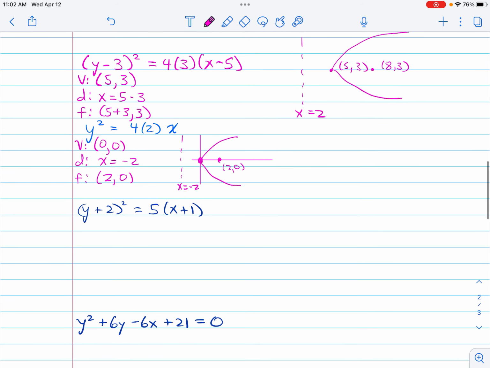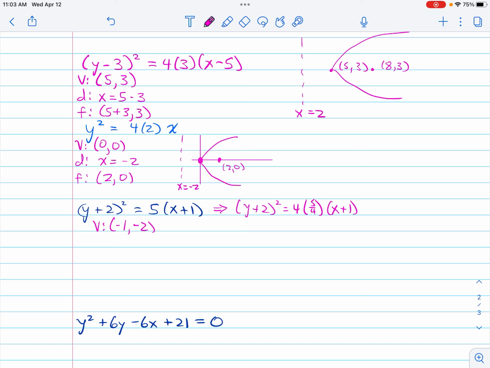Okay, now let's look at this one here. We've got the vertex, which is negative 1. Look at me, I wrote it wrong. Negative 1, negative 2. Now, let me go ahead and rewrite this as y plus 2 squared equals 4 times 5 fourths. Remember, we did the old trick where we divide and multiply by 4.